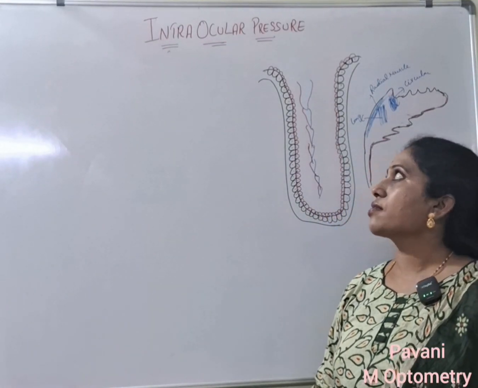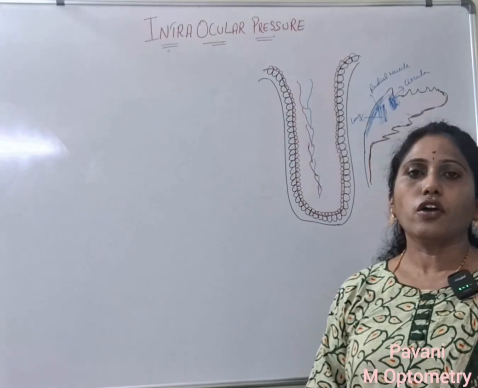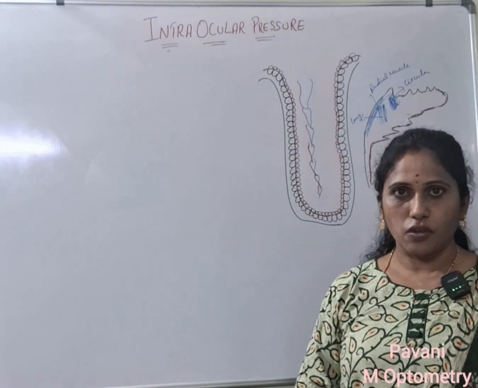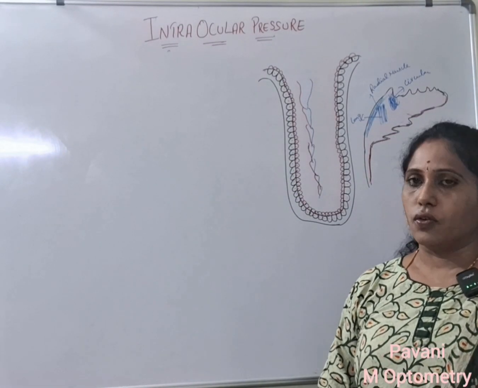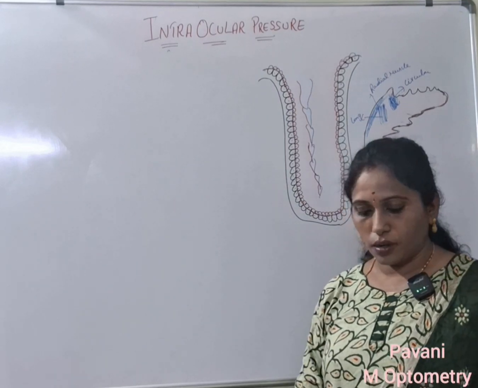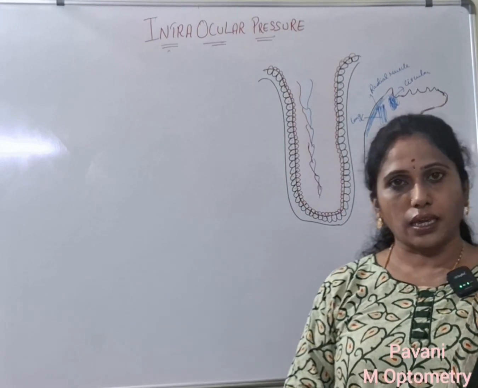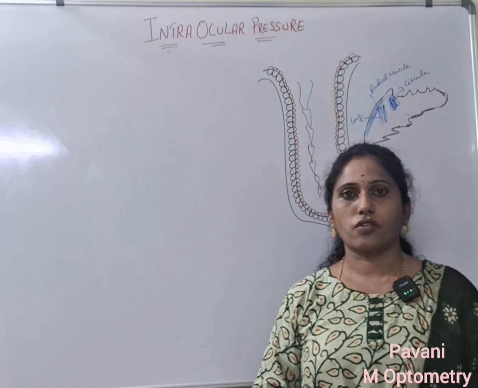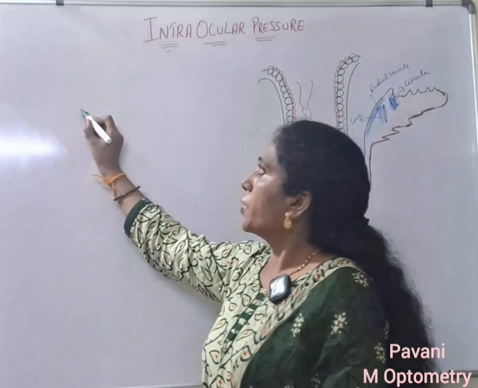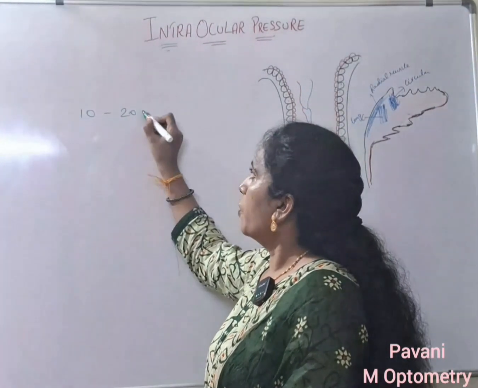So today my topic is about intraocular pressure. Intraocular pressure is nothing but the fluid pressure which is present inside the eye. The main function of the intraocular pressure is that it helps to maintain the shape of the eyeball. The normal intraocular pressure is between 10 to 20 mm of Hg.